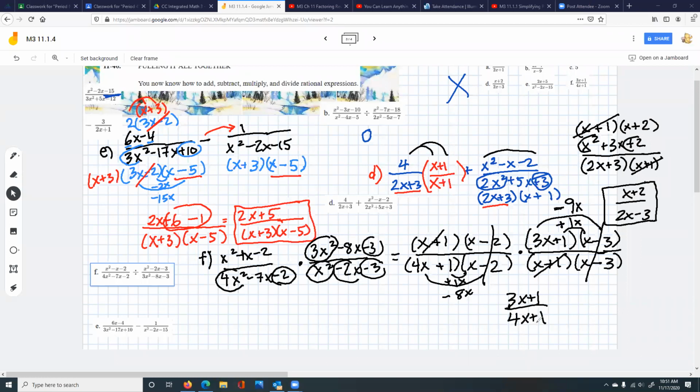Can I cancel the 1's? No. Can I cancel these x's? No, because there's a plus in the problem connecting to 3x plus 1. So it's just like that, nothing else. All right, that was F, the last one from the classwork. Okay, so I need to go to the next slide. I got to clear this out.